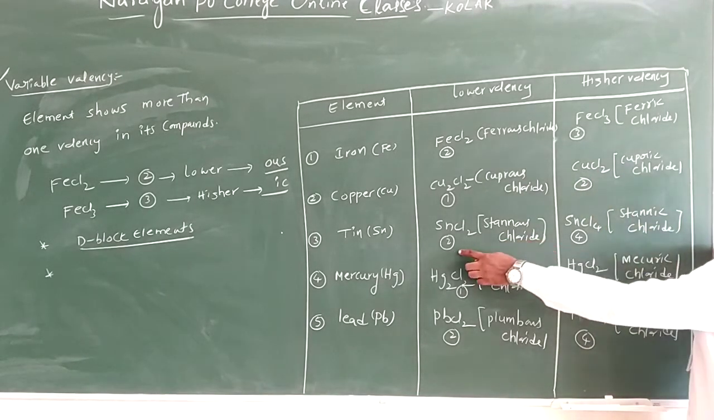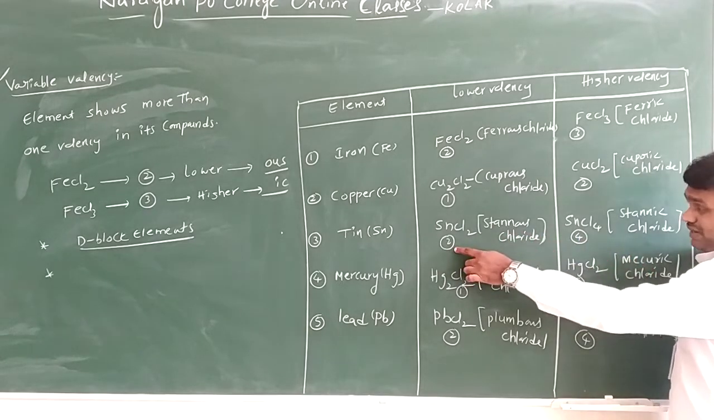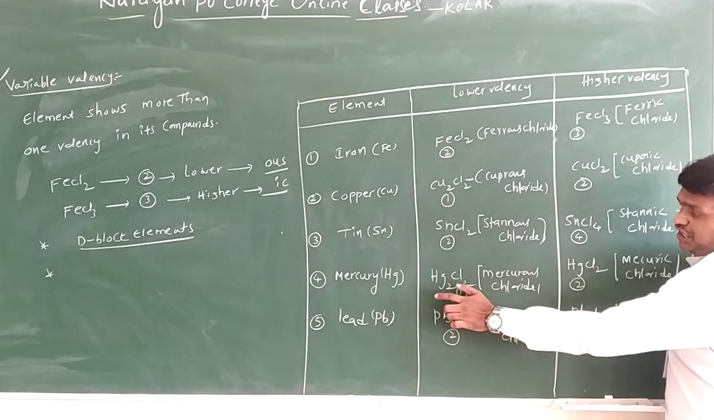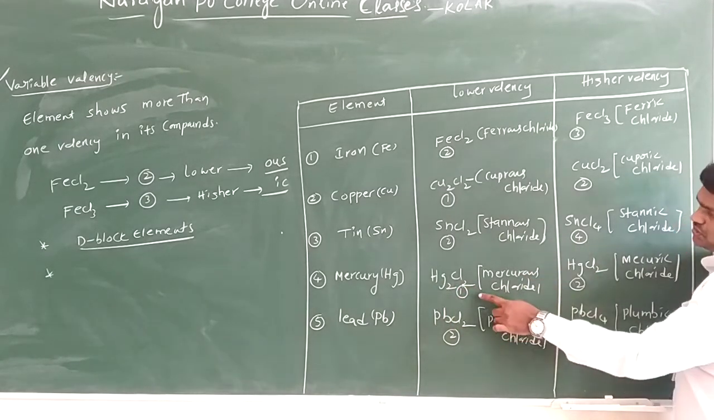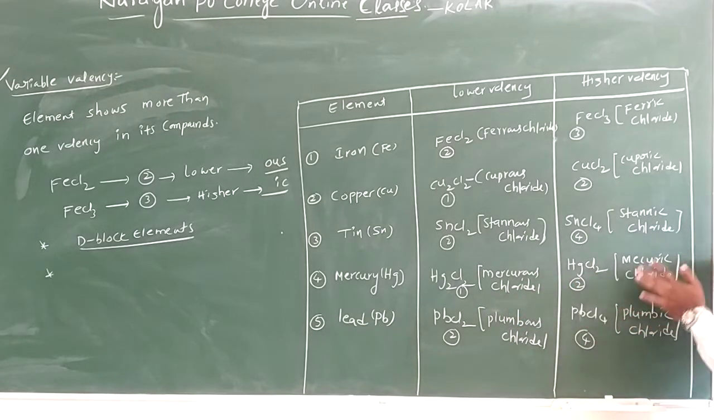2. Here SnCl2. We have 2. SnCl4. So this is lower valency. This is what? Higher valency. And Hg2Cl2. Each mercury combined with 1 chlorine only. So here 1 and here 2. This is mercurous chloride. This is mercuric chloride.